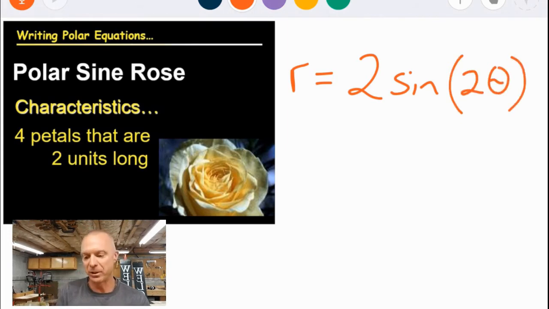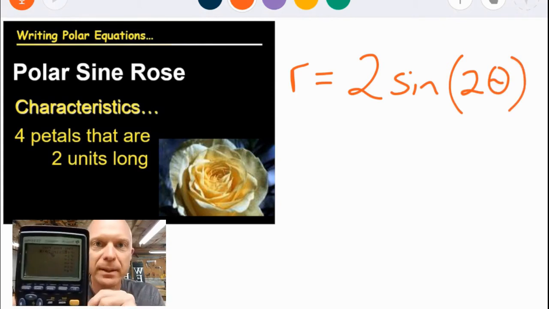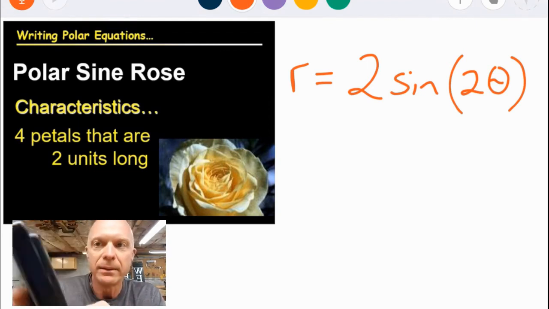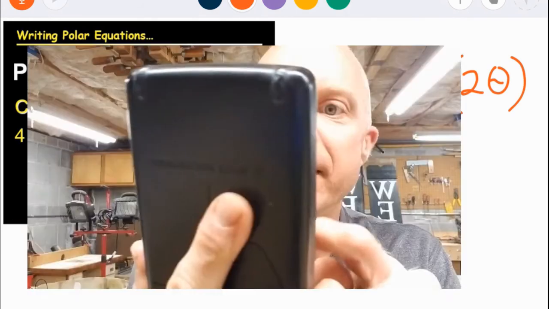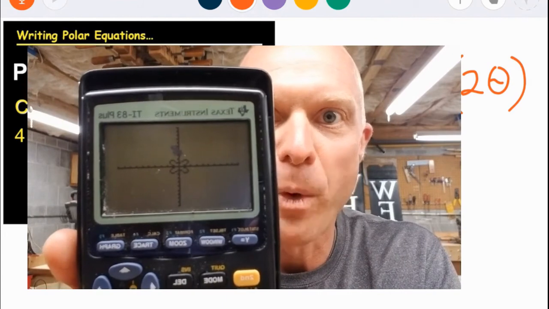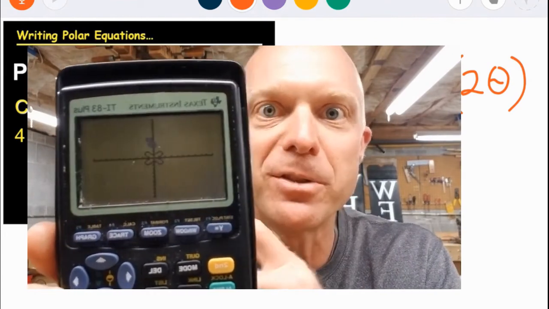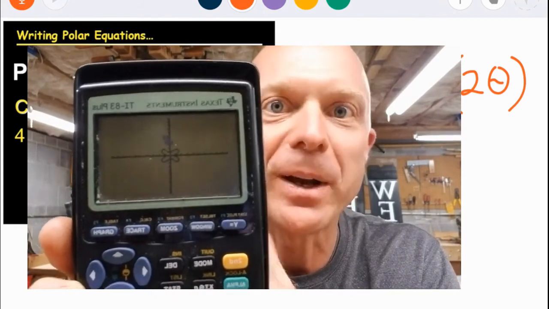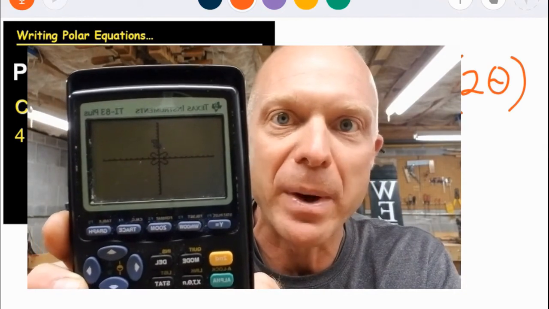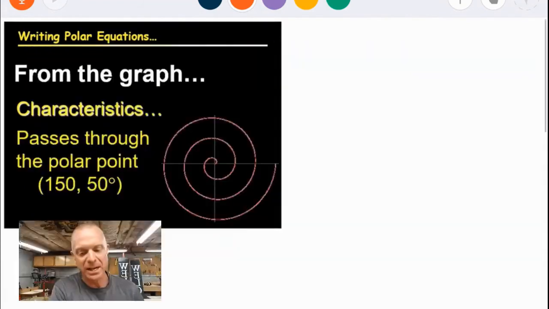Just kind of curious, what does that look like, 2 sine of 2 theta? We could type that one in. And we end up getting a little tiny rose. Okay, it's got 4 petals in each of those units. Each of those petals are 2 units long. Now, of course, you'd have to measure that diagonally. We don't really have a way to officially do that, but it does match the specification.